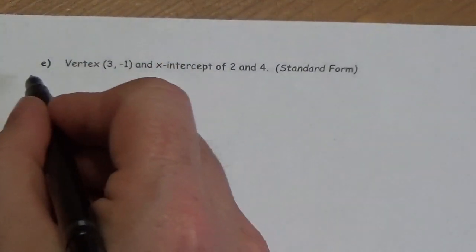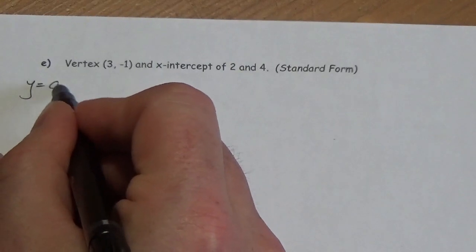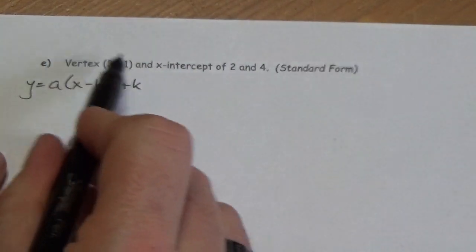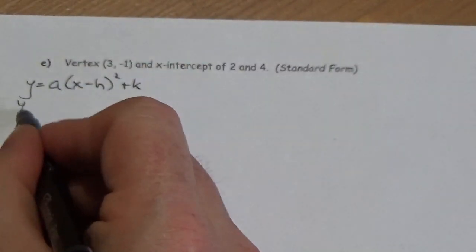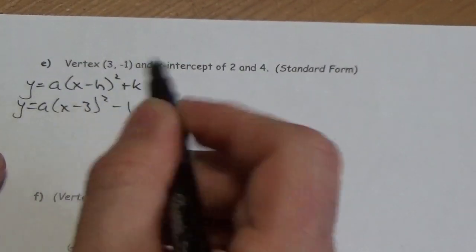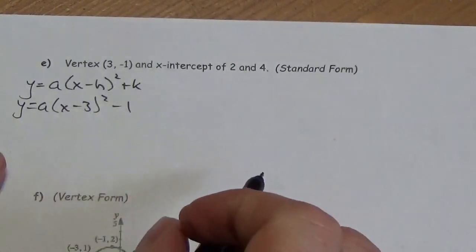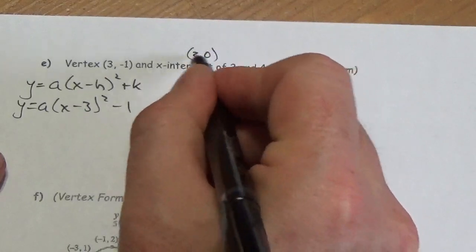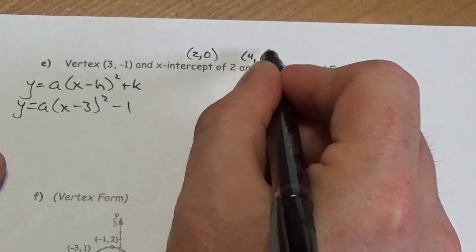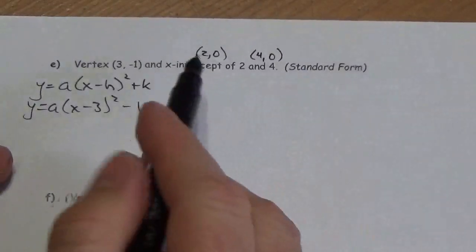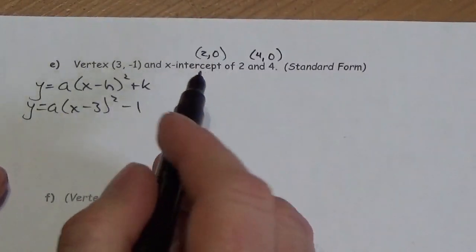First of all, we could do this in vertex form. Okay, y = a(x minus h) squared plus k. I could plug that in. I'll get y is equal to a(x minus 3) squared minus 1. And then I could plug in one of my two x-intercepts, because remember, this will be the points (2, 0) and (4, 0). It shouldn't matter which x-intercept I use. So I'm lazy, let's use the smaller number here.